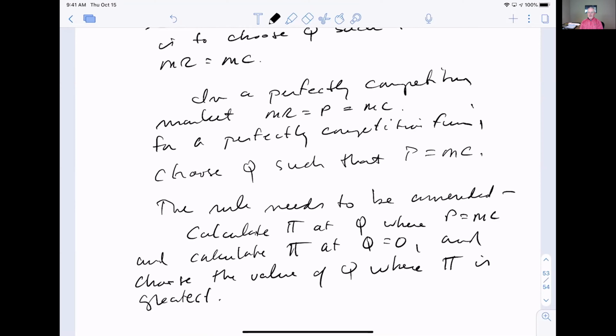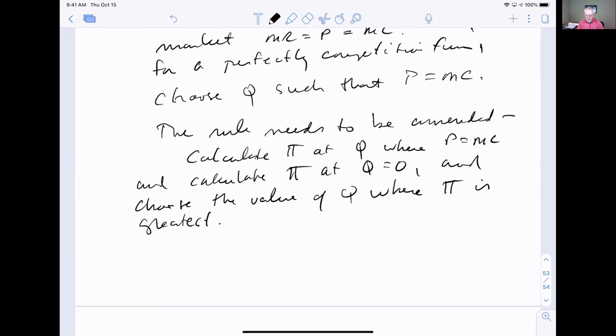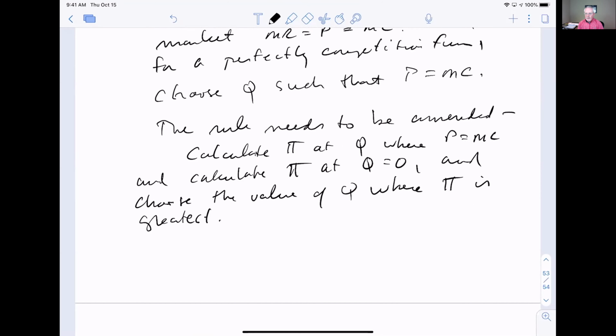We have a possibility that your level of output is positive, and that would be the case where your profits are greater than your profits at 0. Or we have the other alternative, where Q is equal to 0 because your profits are higher at Q equals 0 than they are at the positive output level. So, let's think about this.